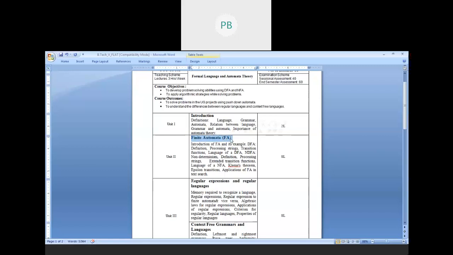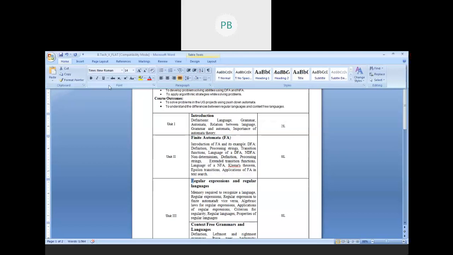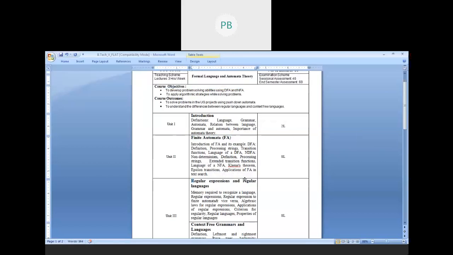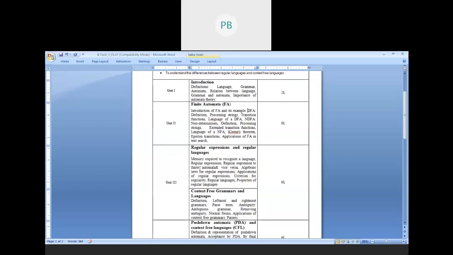Which is the next important part of formal language and automata. In finite automata, we go to DFA and NFA, which is also known as NDFA. In the second unit, this DFA and NFA is the most essential and important concept we have to understand. Then the third unit is divided into two individual topics, one is called regular expression and regular languages.